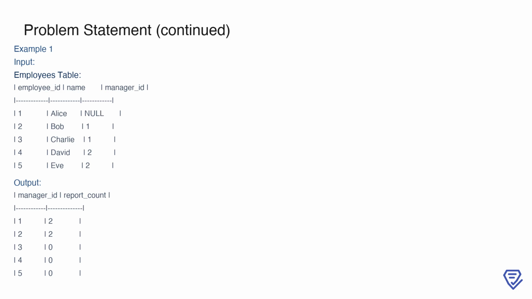Consider an employees table with 5 rows. Alice, with employee_ID equals 1, does not have a manager, as indicated by a null value in the manager_ID column. Bob and Charlie report directly to Alice, while David and Eve report directly to Bob. The output for this data will show that Alice, as a manager, has a report_count of 2 because Bob and Charlie report to her. Similarly, Bob has a report_count of 2 because David and Eve report to him. Charlie, David, and Eve do not manage anyone, so their report_count is 0.